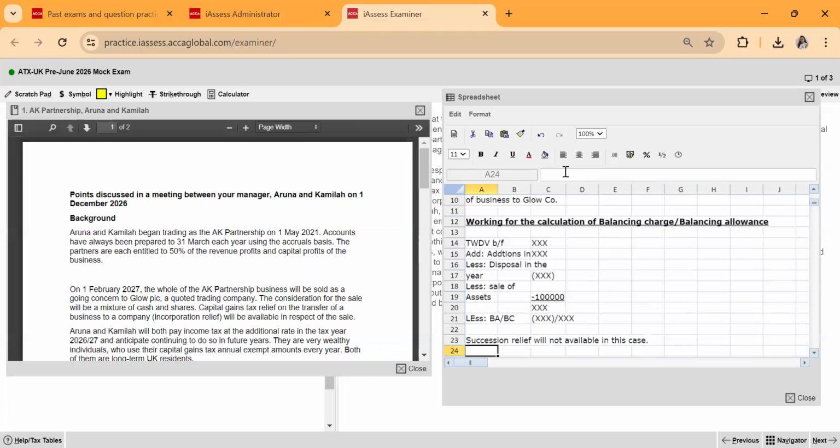And why will it not be available? Because the controlling is not there. The Glow company has only taken over 2% or 3% of the shares. So since there is no controlling, hence succession relief cannot be enjoyed. Clear? Done. Madhwan, any queries?